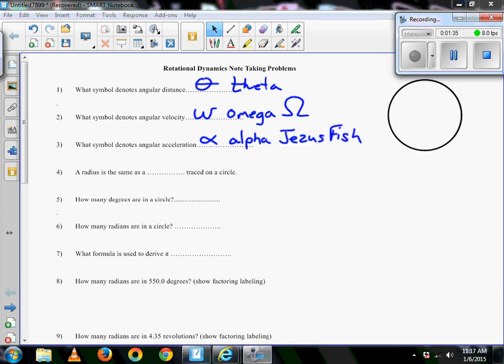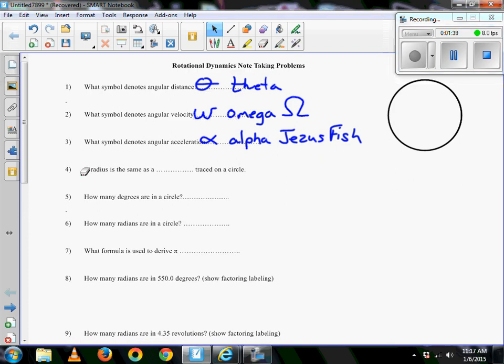Okay, the next thing I need you to do is change the word radius in number 4. We're going to change this to the word radian. And a radian is the same thing as a radius. So in the blank, I want you to put the word radius. That's radius.